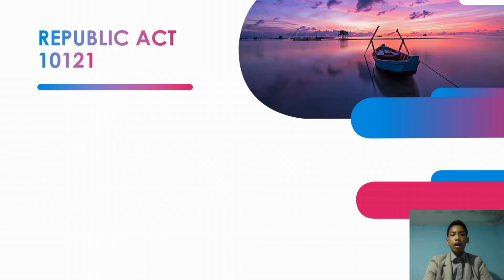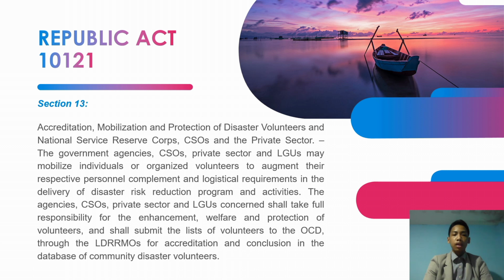Next is Republic Act 10121, Section 13. Accreditation, mobilization, and protection of disaster volunteers and National Service Reserve Corps, CSOs, and the private sector. The government agencies, CSOs, private sector, and LGUs may mobilize individuals or organize volunteers to augment their respective personnel, equipment, and logistical requirements in the delivery of disaster risk reduction programs and activities.